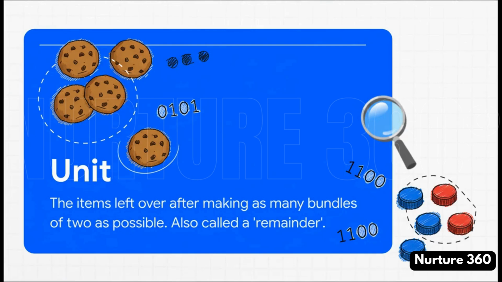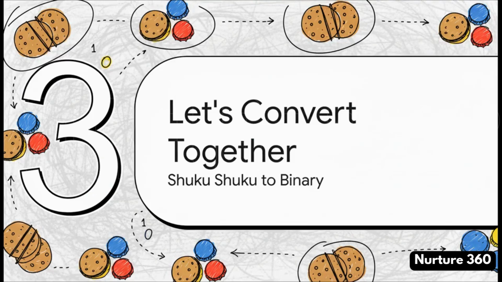Okay, before we start counting, there's just one word we need to know: unit. A unit is just what's left over after you've made all the bundles of 2 that you possibly can. Some people might call it a remainder, but whatever you call it, just keep that idea in your head. It's super important. All right, enough talk. It's time to put this into practice. Let's do a conversion together.